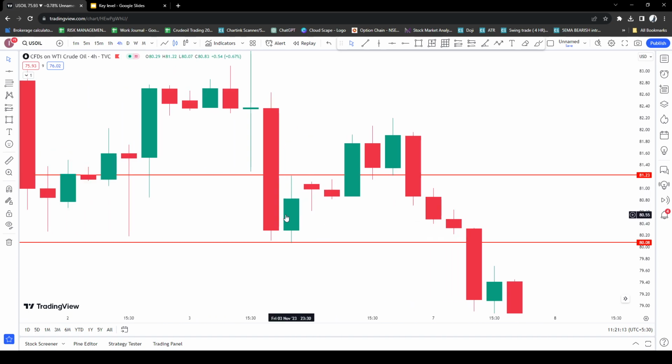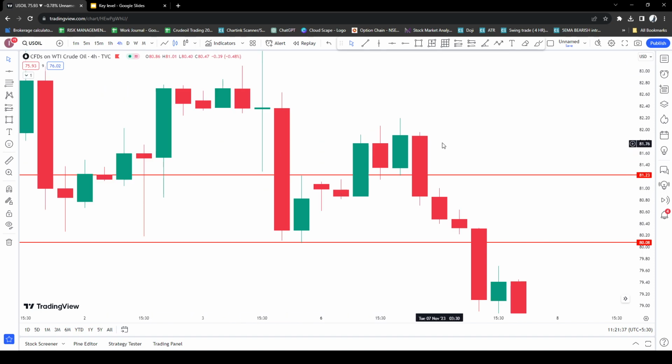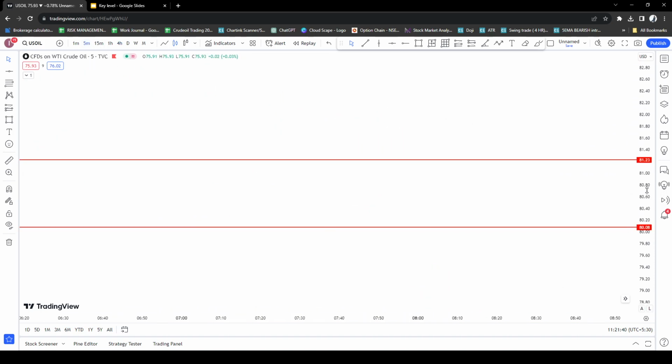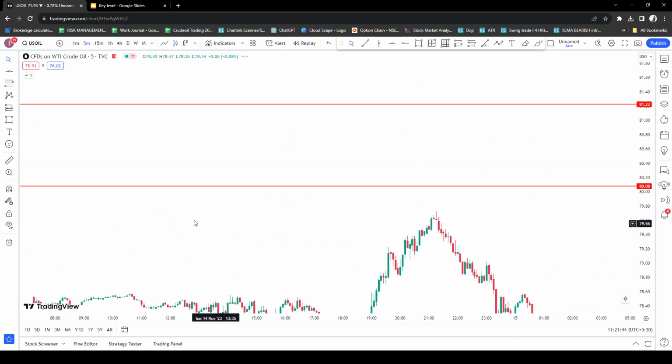Next is Monday. Once Monday is open, Monday's high and low will also be marked. If Monday's high or low breaks any of this level, that will be the new high or the new low. So this is Friday and this is Monday. Because Monday has both of these levels inside Friday's candle, we can leave it as it is. And now we're going to shift to the 5 minutes time frame.